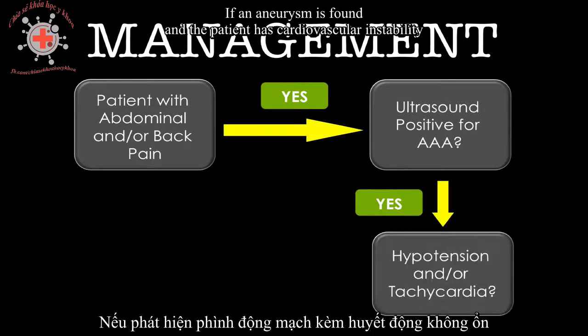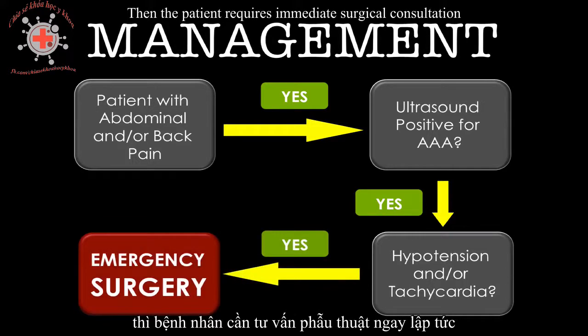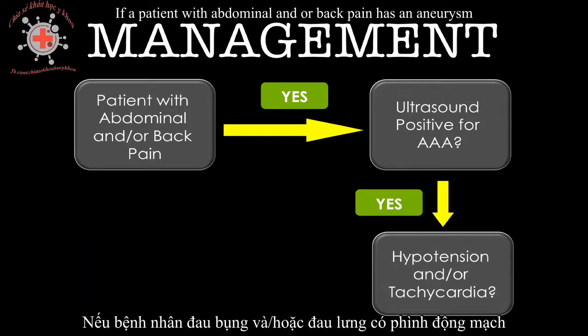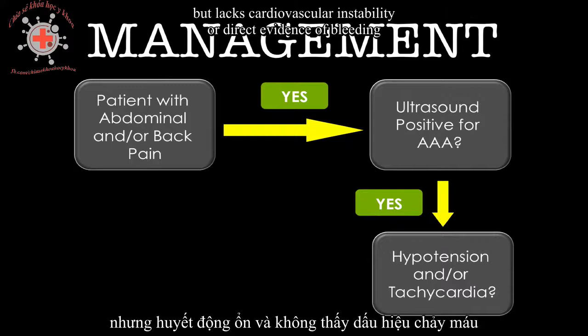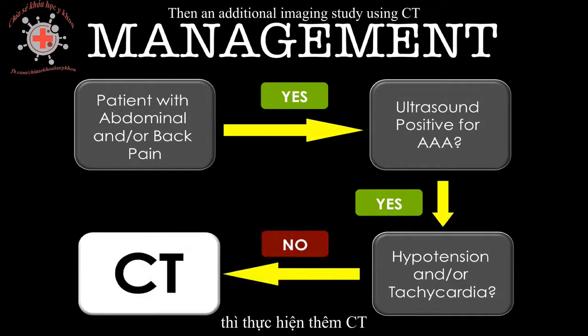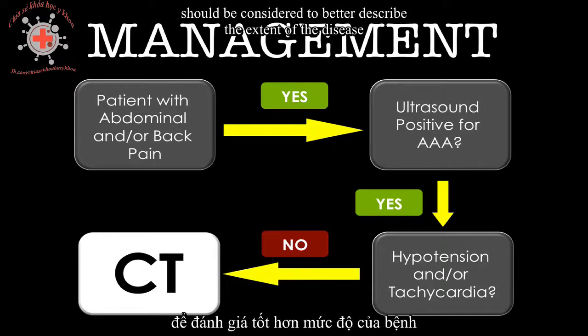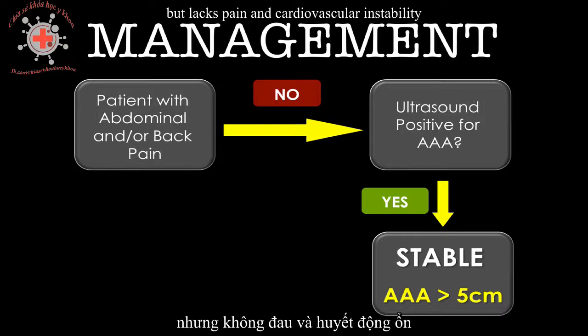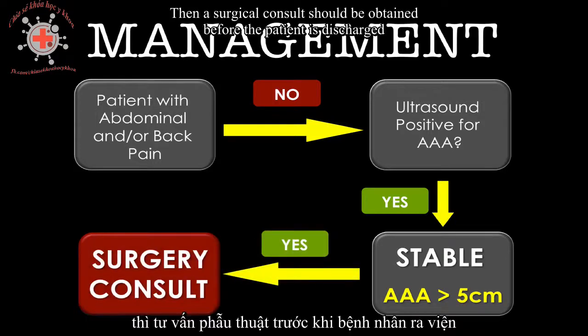If an aneurysm is found and the patient has cardiovascular instability, then the patient requires immediate surgical consultation. If a patient with abdominal and/or back pain has an aneurysm but lacks cardiovascular instability or direct evidence of bleeding, then an additional imaging study using CT should be considered to better describe the extent of the disease. If a patient has an aneurysm greater than 5 centimeters but lacks pain and cardiovascular instability, then a surgical consult should be obtained before the patient is discharged.